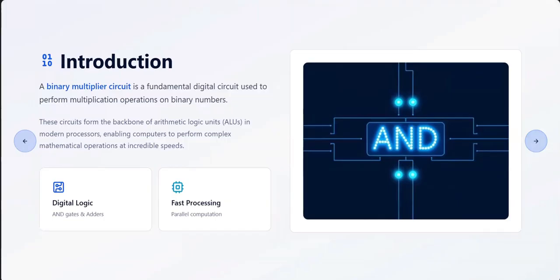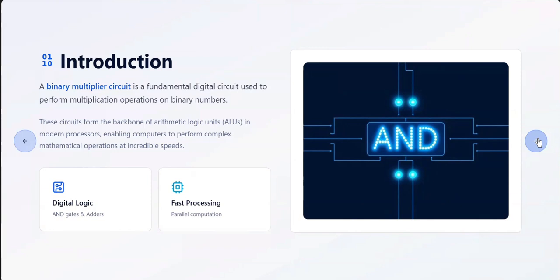Today let's discuss binary multiplier circuits. A binary multiplier circuit is a crucial digital circuit designed to perform multiplication on binary numbers, which are foundational for modern digital systems. These circuits form the core arithmetic logic units, or ALU, inside modern processors. Essentially, without binary multipliers, computers wouldn't be able to perform many complex mathematical operations that enable everything from simple calculations to processing huge amounts of data at incredible speeds.